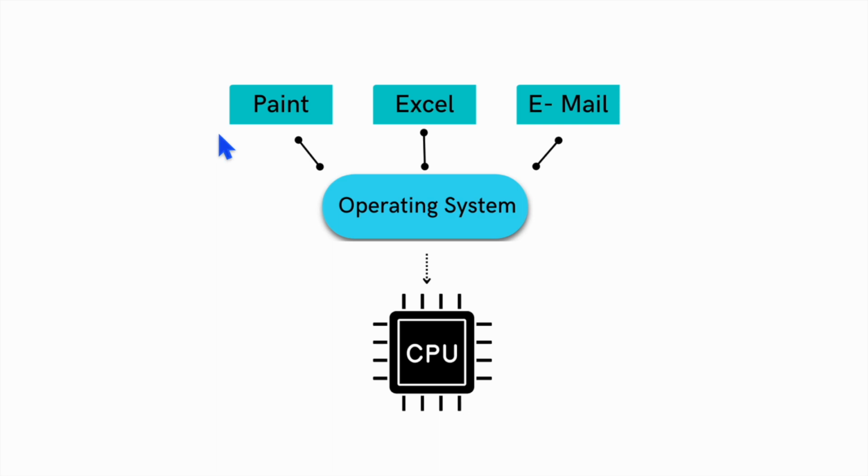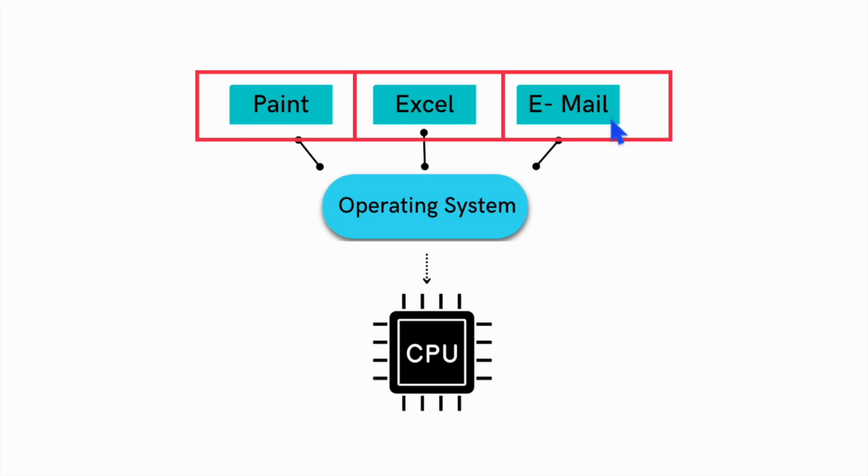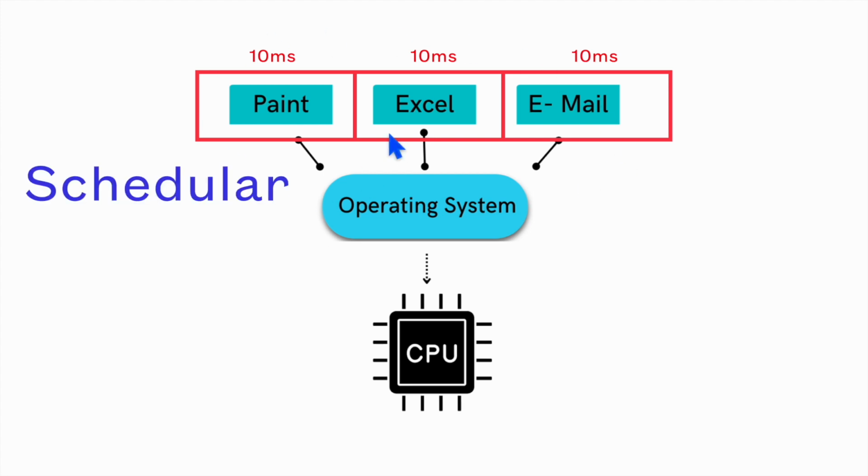So some time frames must be allocated to these tasks. Let's say these all are allocated with 10 millisecond of execution time over this single core CPU. And this scheduling is done by a scheduler in the operating system. This scheduler is responsible to allocate CPU to any of the processes. It can allocate either Paint or Excel or your Outlook.